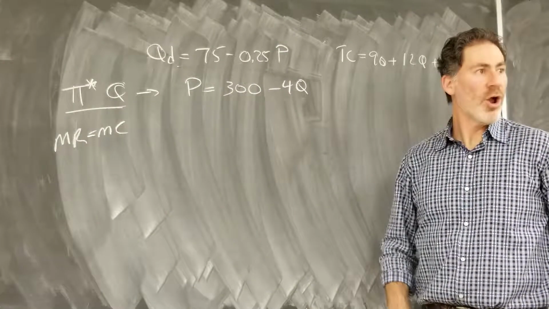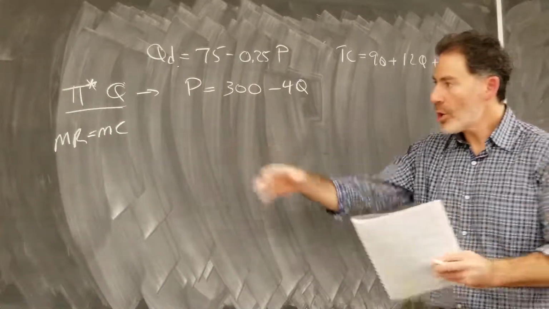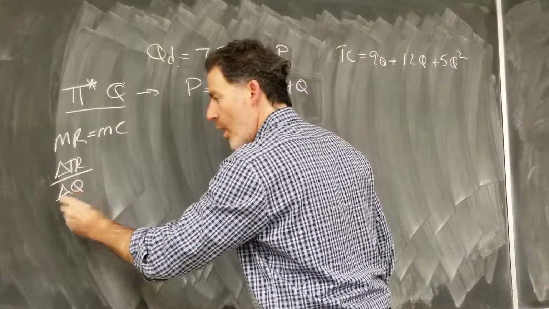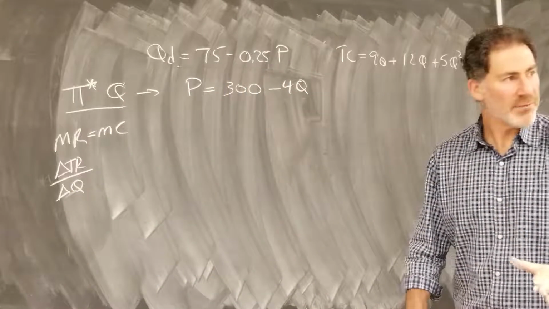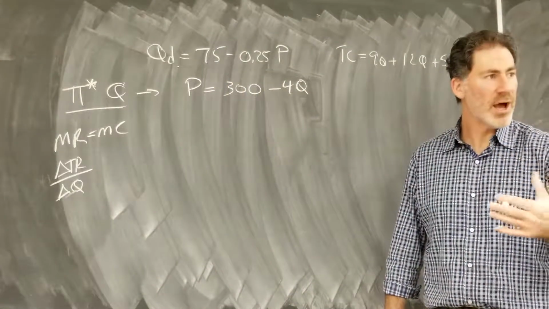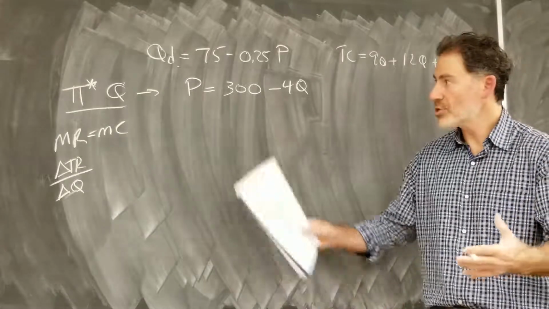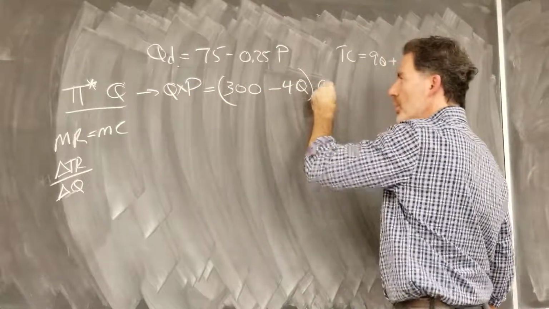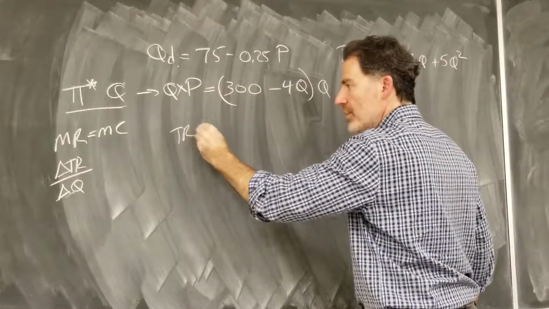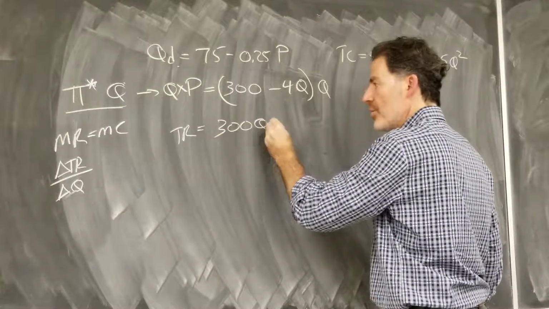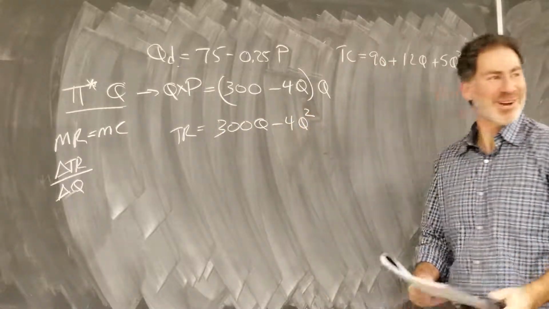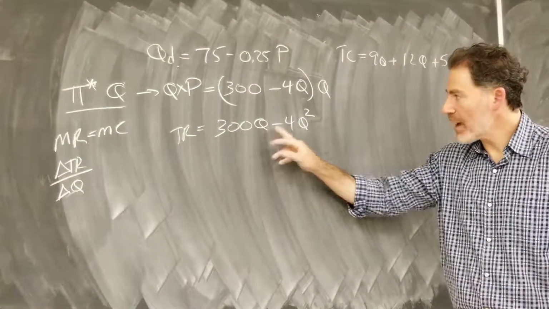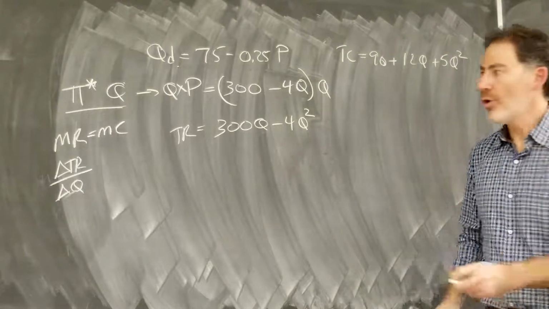So now from here, what do we need? Well, remember, marginal revenue, this is the change in the total revenue over the change in the quantity. But we're going to use derivatives. So the first derivative of the demand curve, essentially. So let's multiply both sides by Q. So now I have here total revenue is equal to 300Q minus 4Q squared. And now from this point, let's take the first derivative with respect to Q to find marginal revenue.